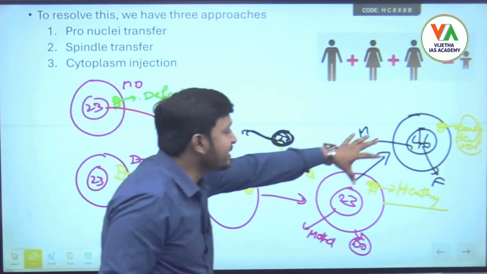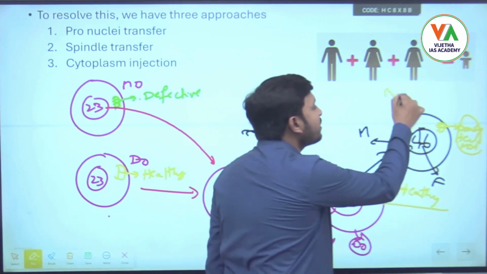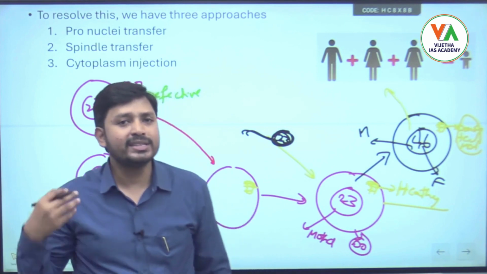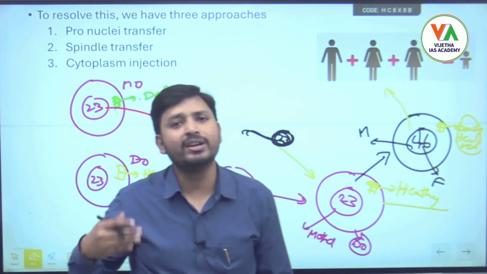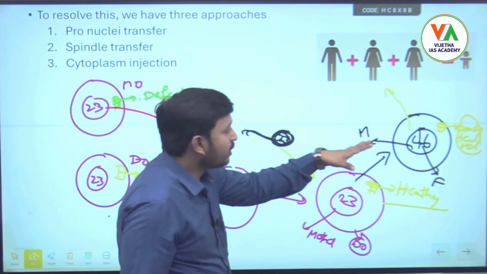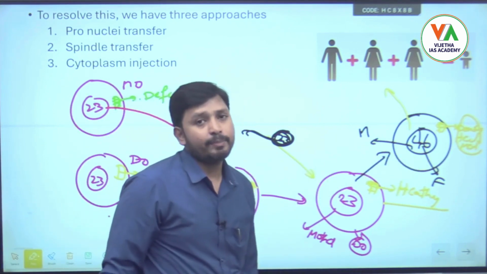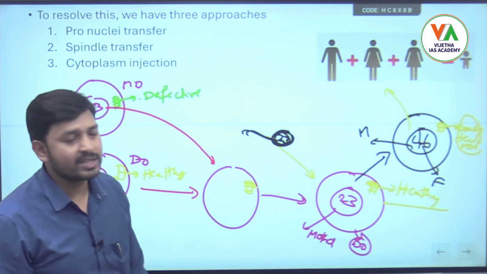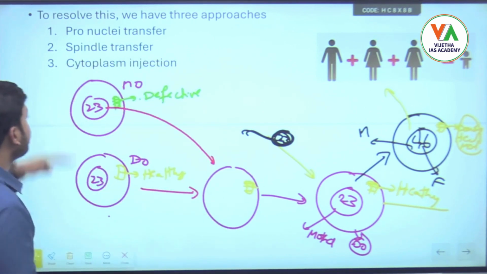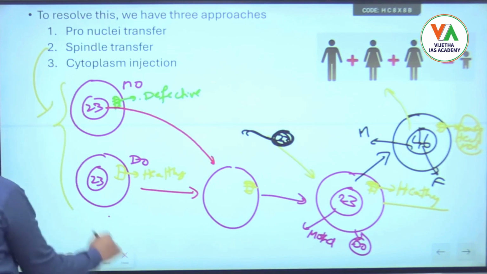So once this is done, this structure is once again transferred back into the mother's uterus. Once again it will try to multiply, and finally it will convert into a baby. So in this case also we are having 3 parents involved in their DNA. So this is also one of the cases which is called spindle transfer. Okay, this method is called spindle transfer.